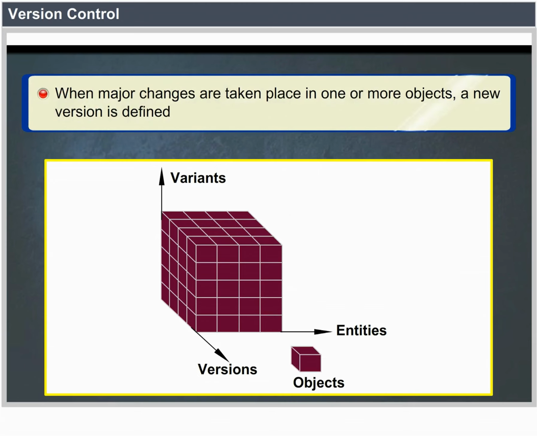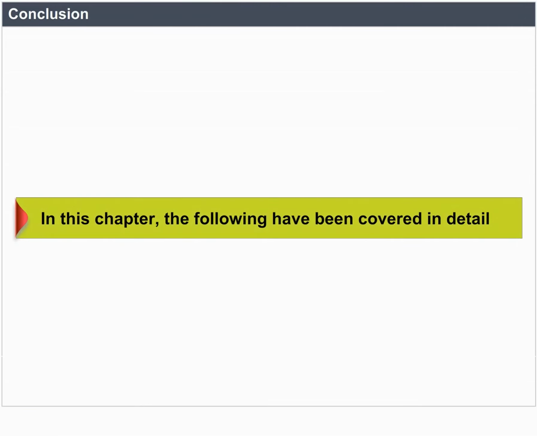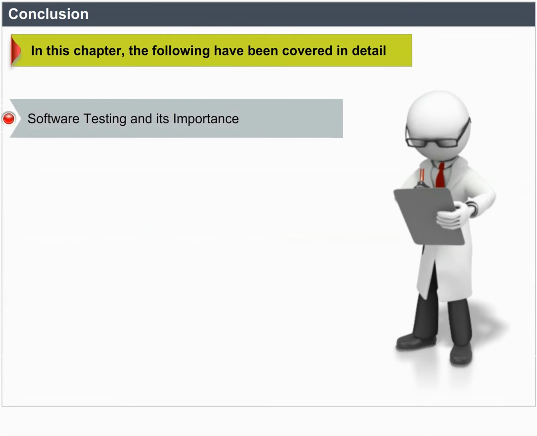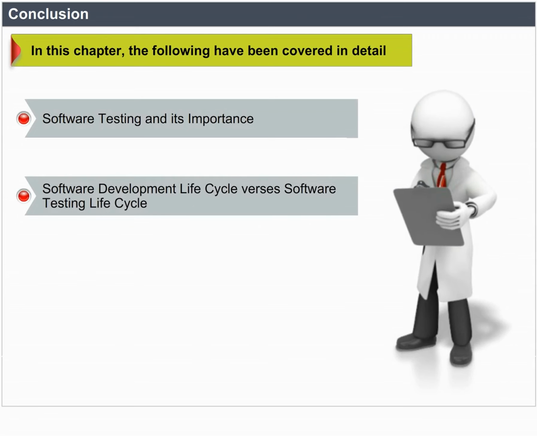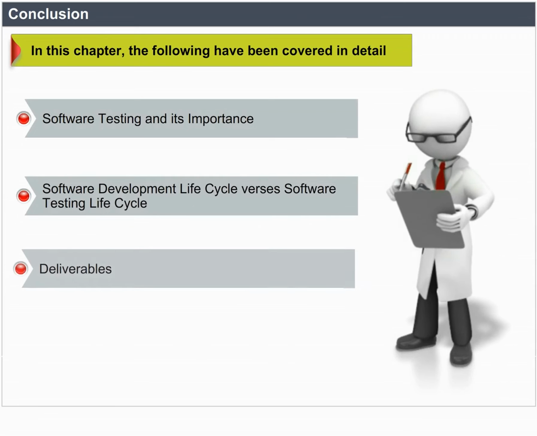In this chapter, we have covered the following in detail: software testing and its importance, software development lifecycle versus software testing lifecycle, deliverables, version and error control.